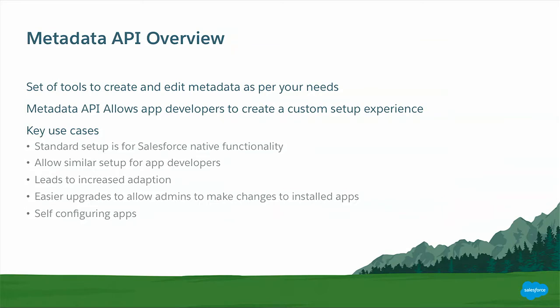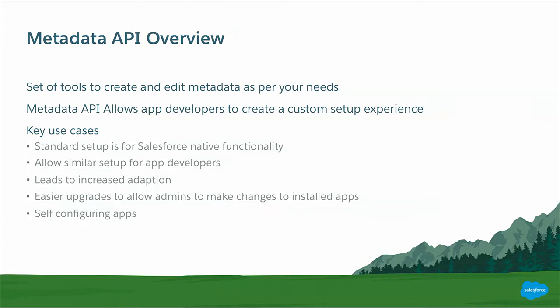The standard setup is for Salesforce native functionality like Sales Cloud and all. So app providers can build a complex set of wizards through which their configuration information can be stored using the new metadata API. Also, when you're doing upgrades, the app provider can update the existing custom metadata types or other metadata information so that the upgrades become easier to set up.